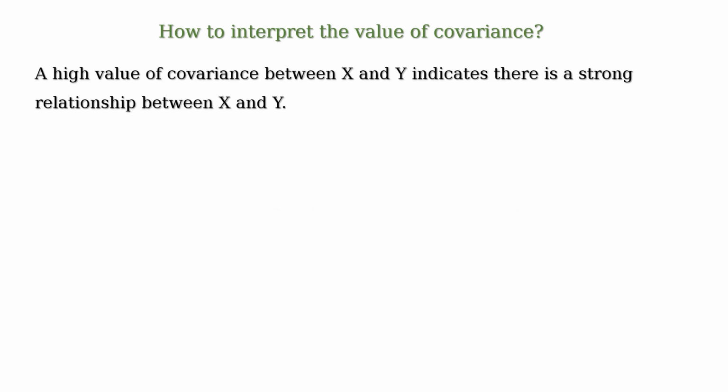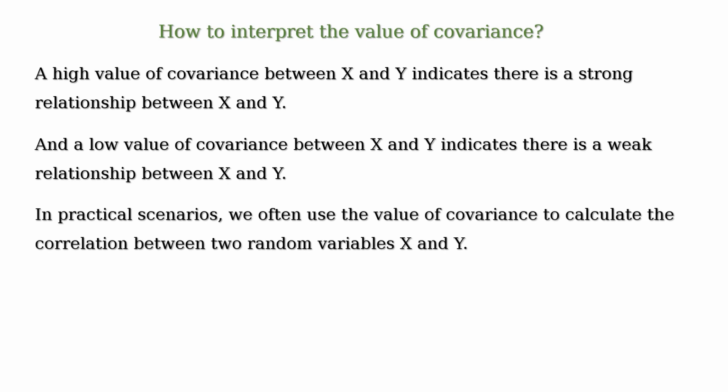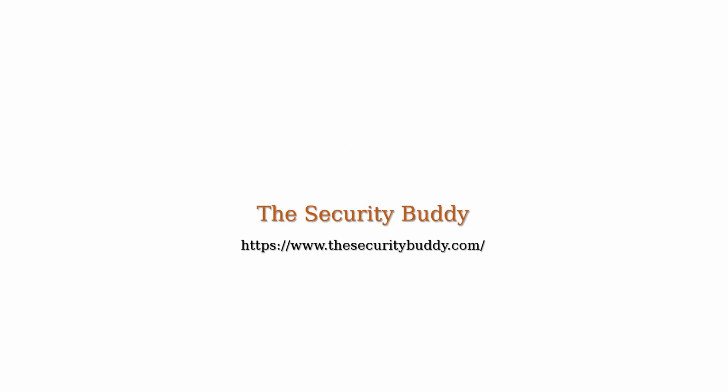And a high value of covariance between x and y indicates there is a strong relationship between x and y, and a low value of covariance between x and y indicates there is a weak relationship between x and y. In practical scenarios, we often use the value of covariance to calculate the correlation between two random variables x and y. The value of correlation between two random variables x and y is easier to interpret. We will discuss the correlation between two random variables in another video. The link will be provided in the description.